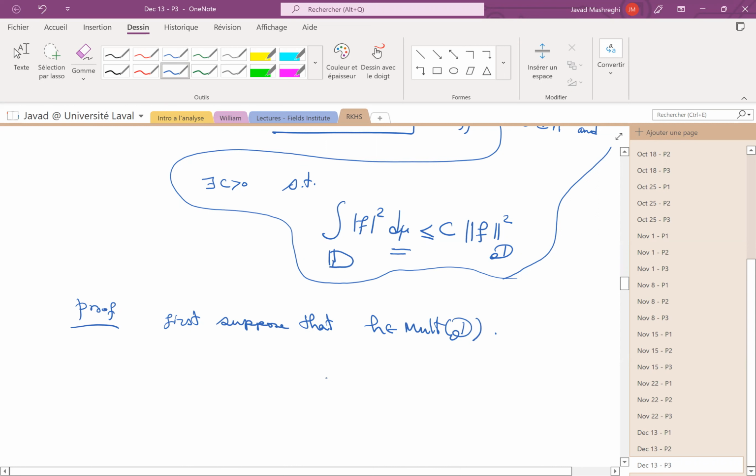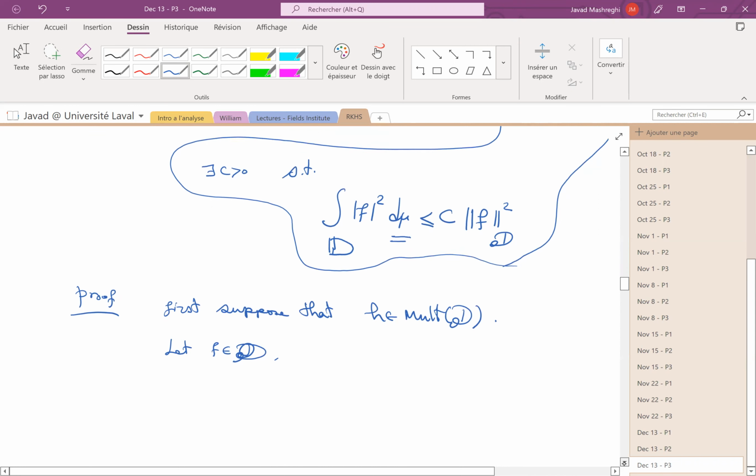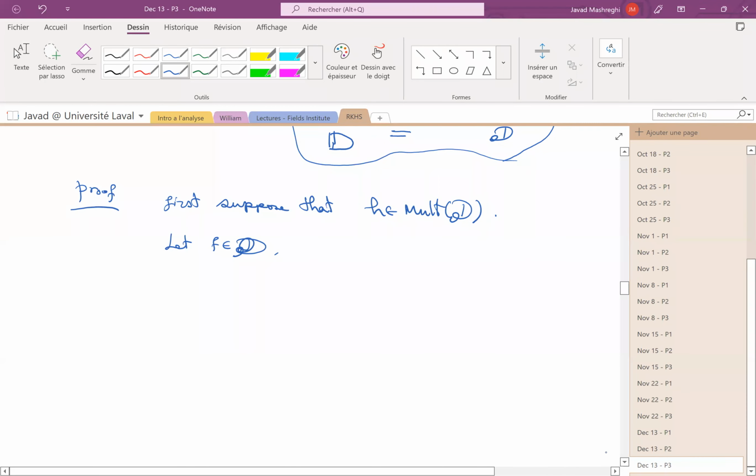Then let f be in the Dirichlet space. And this formula that we see even in high school, the formula for (hf)' is h'f plus hf', but let me write it this way. Let me write it as f h' is equal to (hf)' minus hf'.